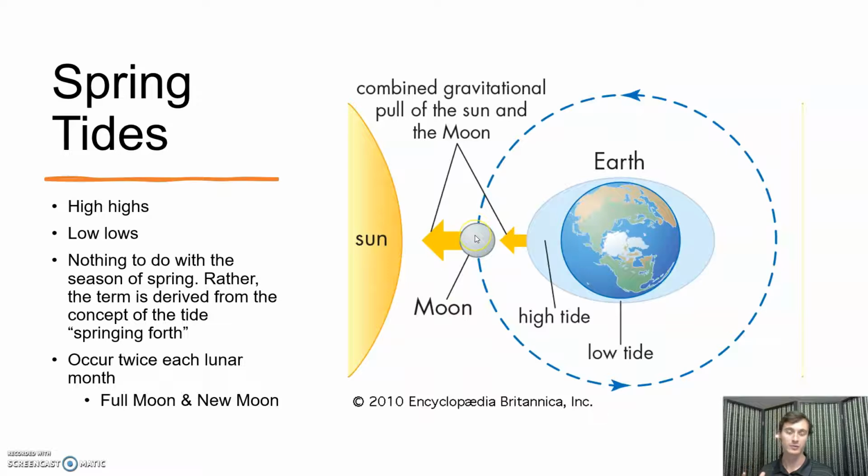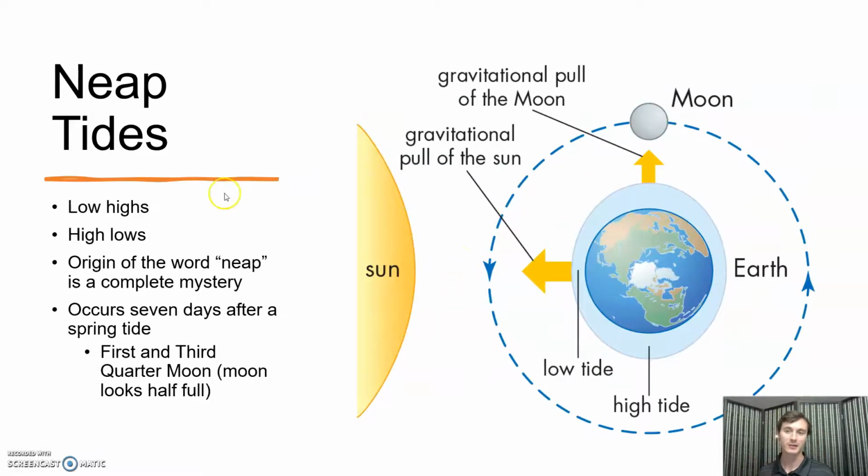We would have a new moon where we have the Earth and the moon and the sun, and it would also happen with a full moon if the moon was over here on the opposite side. We also have these neap tides. We have low highs and high lows, so a smaller range overall between the highs and the lows. I have no idea where the word neap comes from. You can still ask me if you'd like.